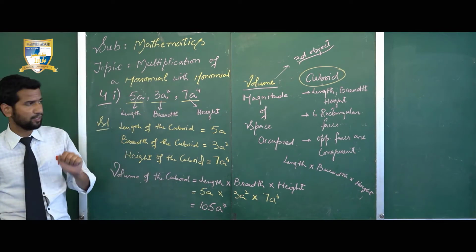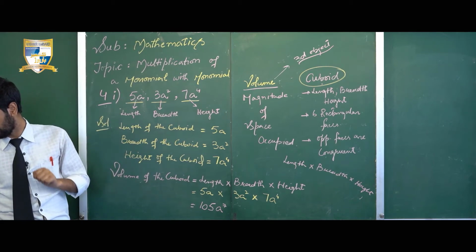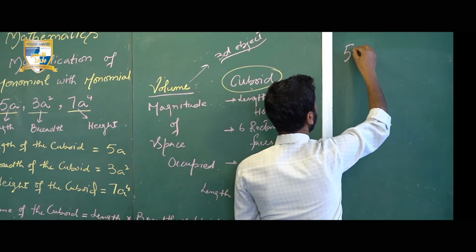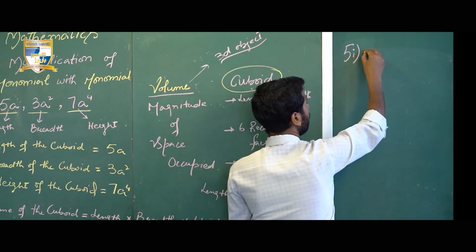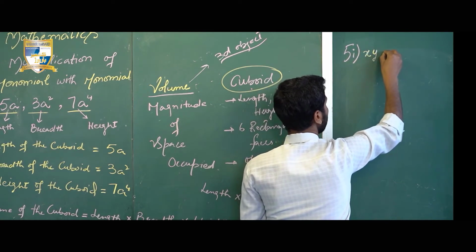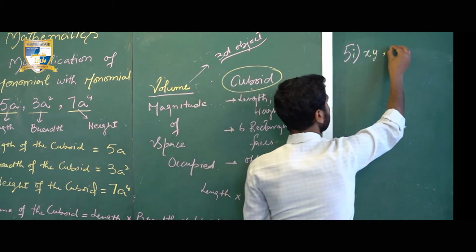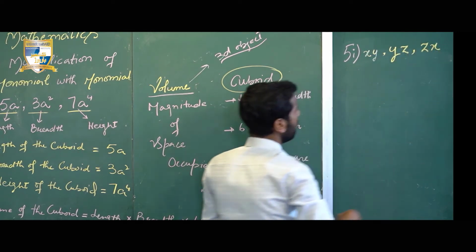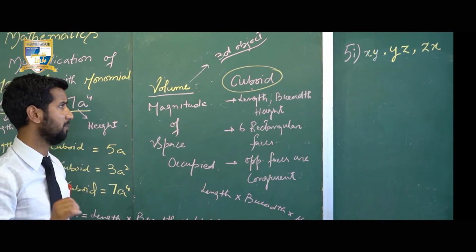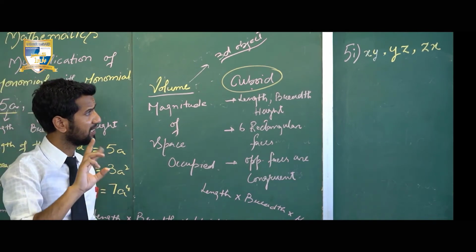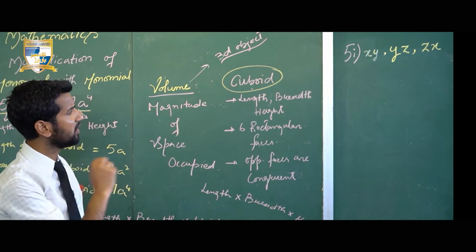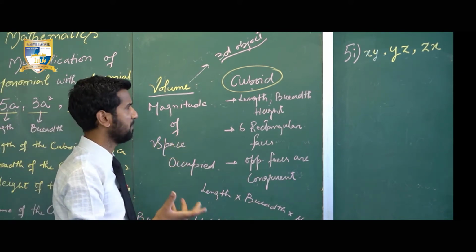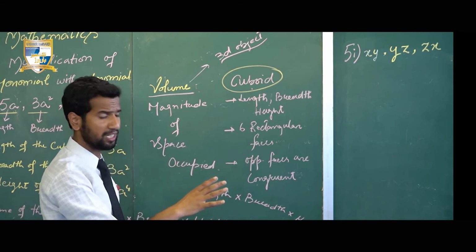Now, after that, it's question number 5. The question number 5, part number A is find the product. Product of what? The first monomial is xy. The second monomial is yz. And the third monomial is zx. Once again, we have 3 monomials here. The first monomial is xy, the second monomial is yz, and the third monomial is zx. So question is asking for their product. Simply what we are going to do here, we are going to multiply them.